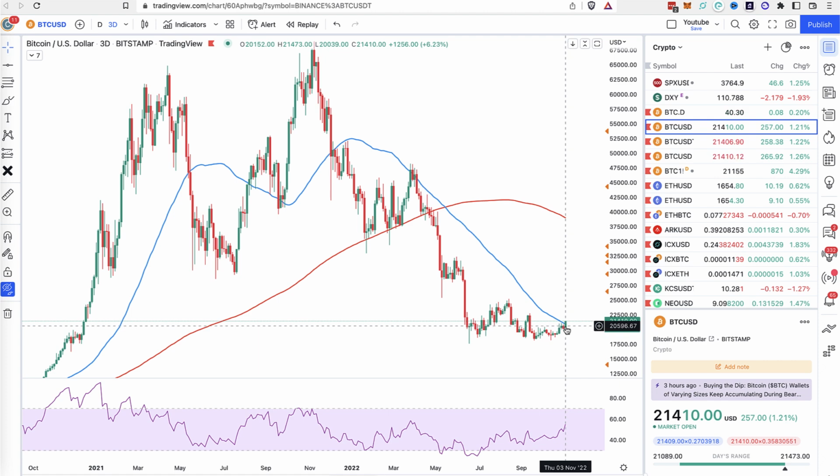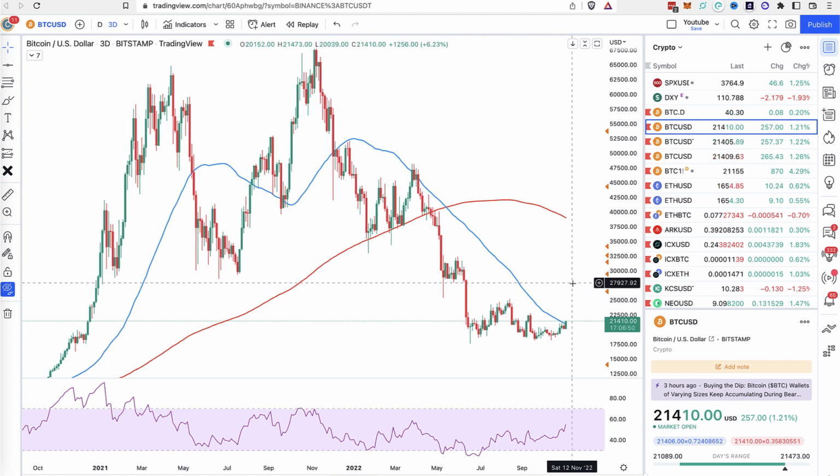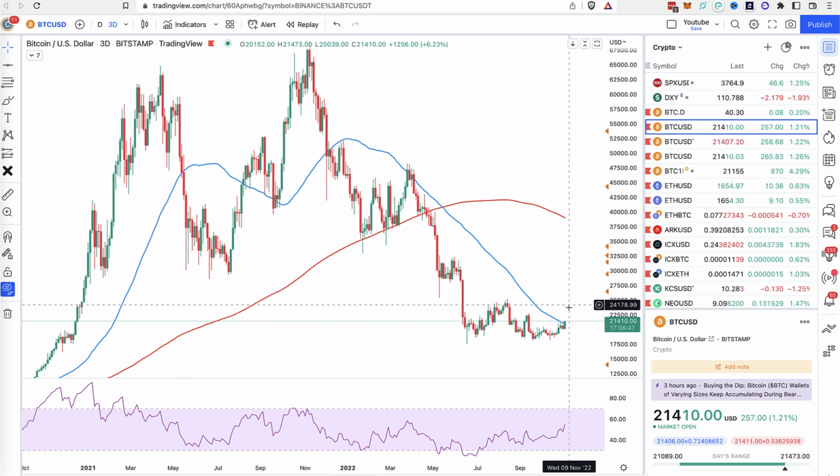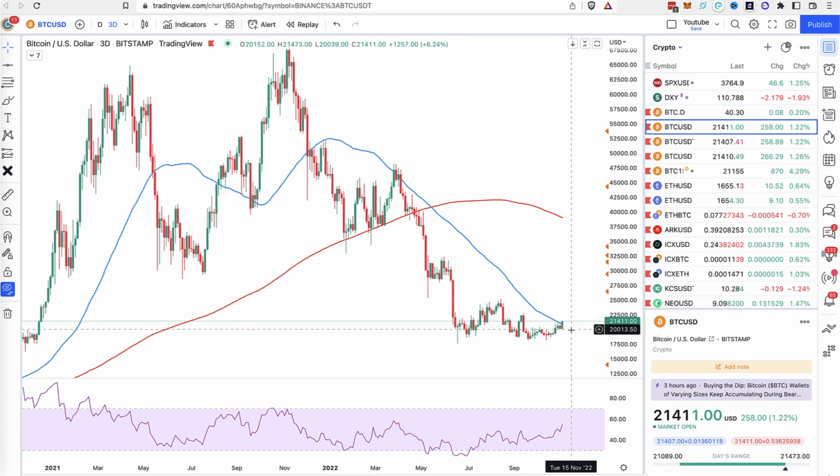If we reclaim this, I think the next level is about 24,000, which is the 200-day moving average and the 200-week moving average. If we reclaim 24K, then potentially we go up somewhere to 30 or 32,000, but we'll deal with that later. But I wanted to show you this. Keep an eye on it. Tomorrow we get this 3-day close.